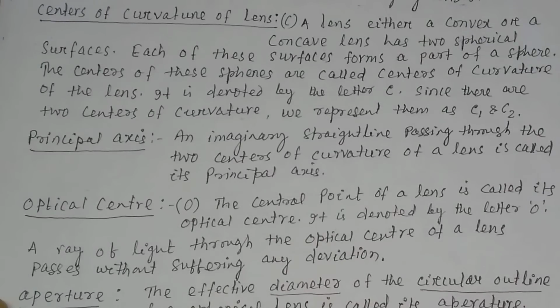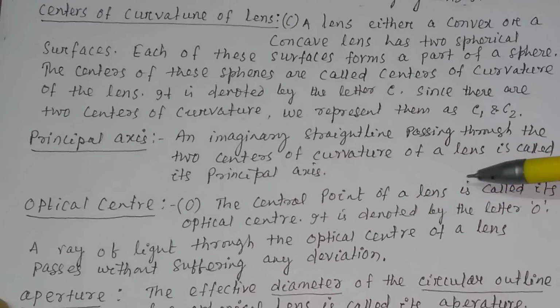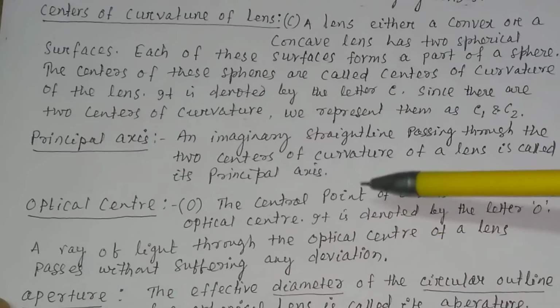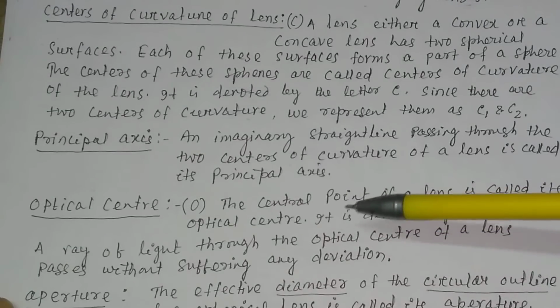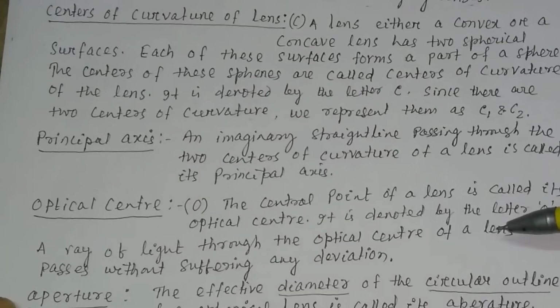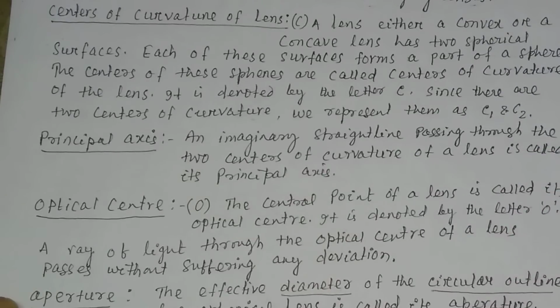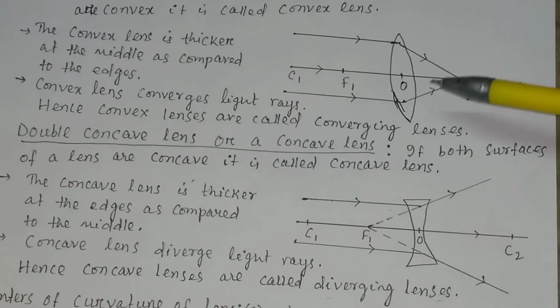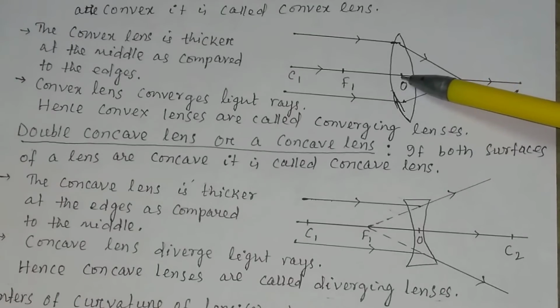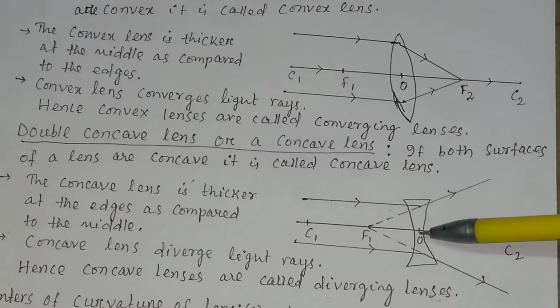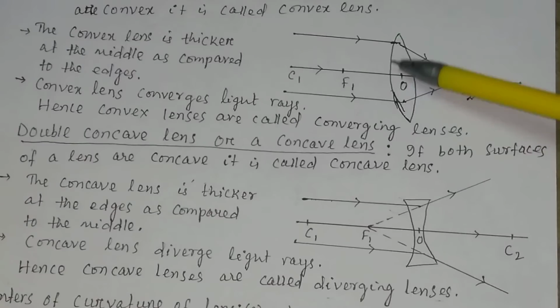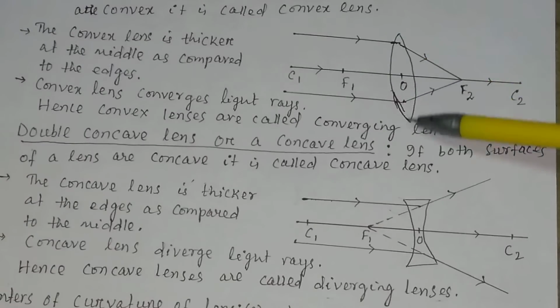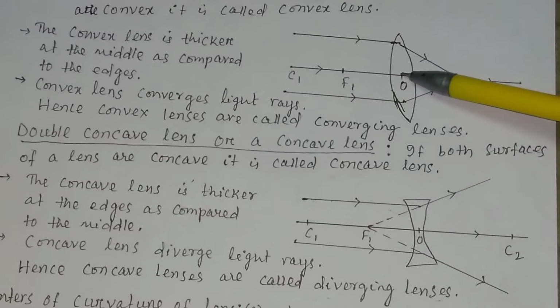Then optical center. The central point of a lens is called its optical center. It is denoted by the letter O. A ray of light passing through the optical center of a lens passes without suffering any deviation. You see, this is the optical center of the convex lens, and this is the optical center of the concave lens. Any ray of light passing through this will pass undeviated. It will not deviate. So refraction will not occur at the optical center, here and here.